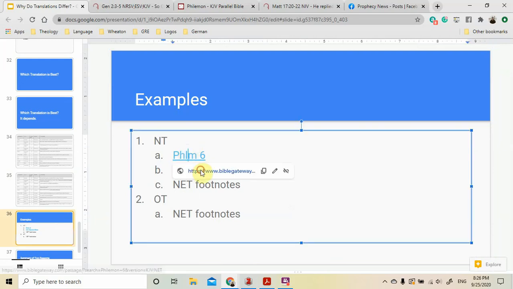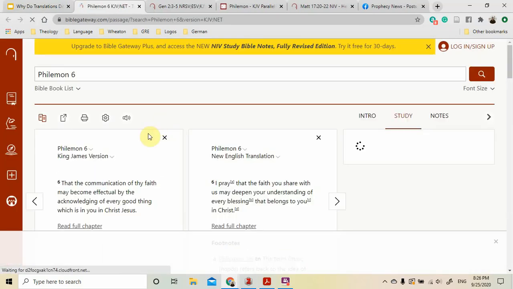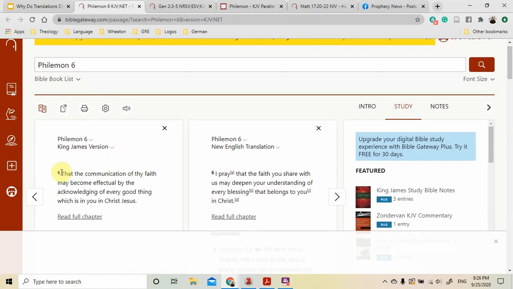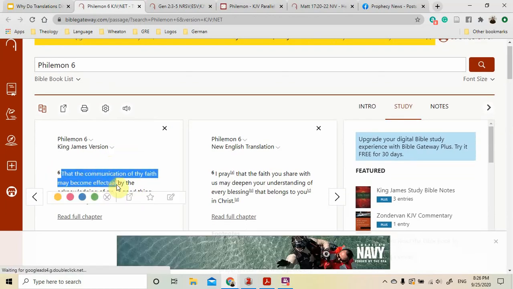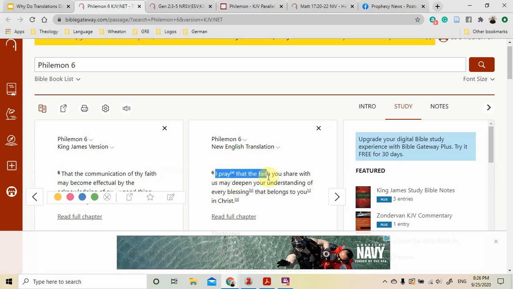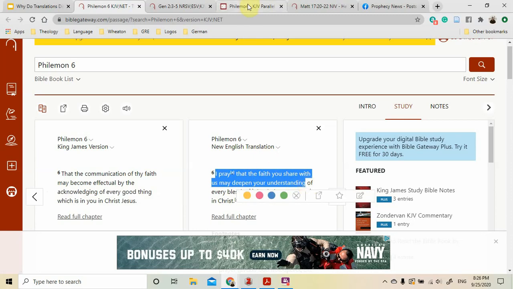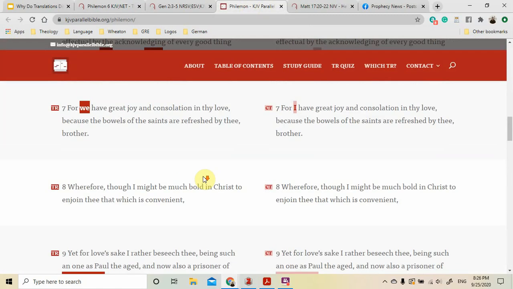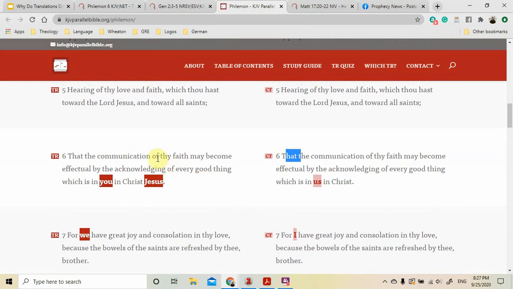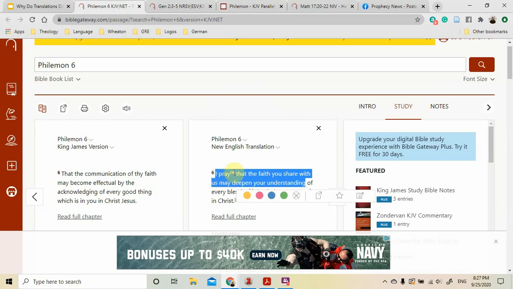In Philemon 6, in the King James it says, "that the communication of thy faith may become effectual." And we read in a lot of modern translations, "I pray that the faith you share with us may deepen your understanding." And so you can come here to the King James, or the KJV Parallel Bible, and you come to verse 6, and you notice, oh, there's nothing highlighted here. So it's probably not a textual criticism difference. There's probably not a different manuscript. So what is it? Well, you can see a footnote.